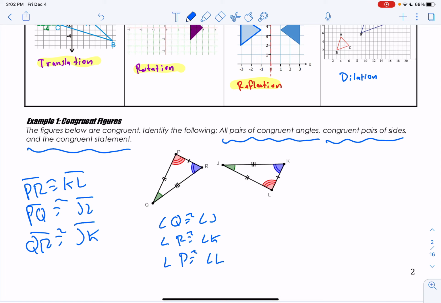So these are all my corresponding parts here. I've gone ahead and done this. We want to go ahead and write a congruence statement. Again, you can call that first triangle whatever you want to. I'm going to call it PQR. Then just make sure the second triangle matches up. So I went PQR, so I have to go LJK as far as my next one is concerned. Triangle LJK, because P and L match up, Q and J match up, and R and K match up as well.